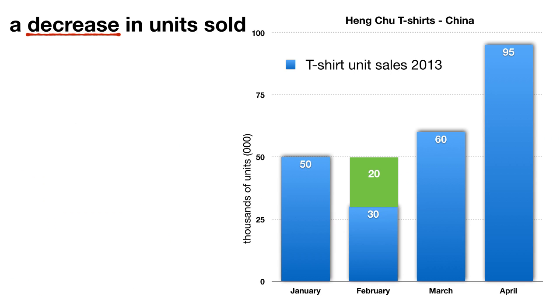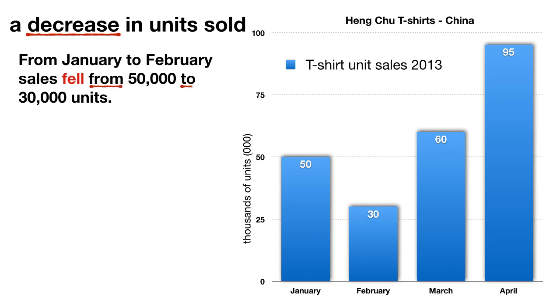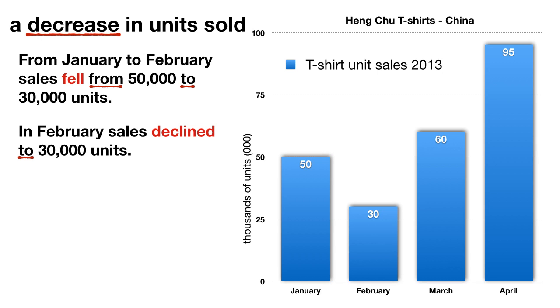So here are 3 examples using 3 of these verbs. The first one is the verb to fall. Remember to conjugate it in the past tense. In this case it's fell. From January to February, sales fell from 50,000 to 30,000 units. Now do notice the prepositions from and to in this sentence. They are important. Right, I'm going to read the next 2.